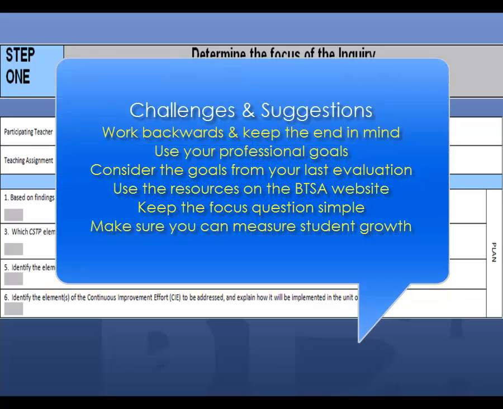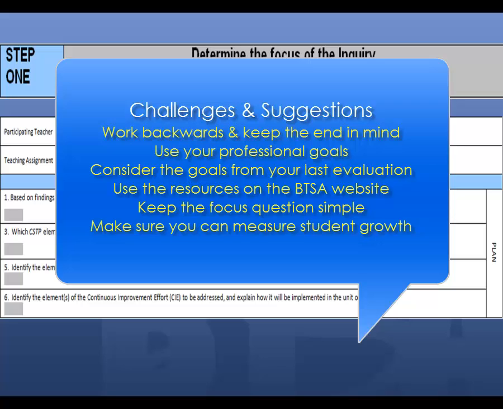Here are some of the challenges and suggestions that we have in completing the first 6 cells of the IIP. Some people prefer to keep the end in mind, so instead of starting with cell number 1, they work backwards, and they start with cell number 4. What are the anticipated measurable outcomes for student learning? From there, they create and develop a focus question, and at that point, they can easily identify, based on the findings from self-assessment, what the area of focus will be, and then the CSTPs.